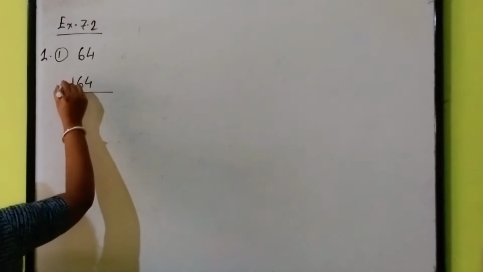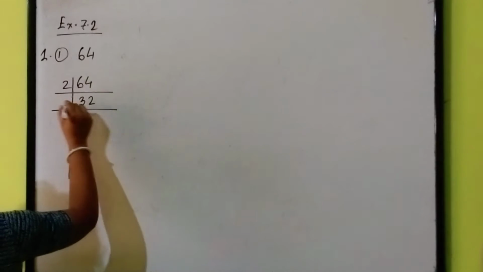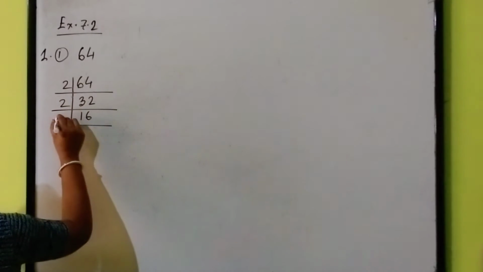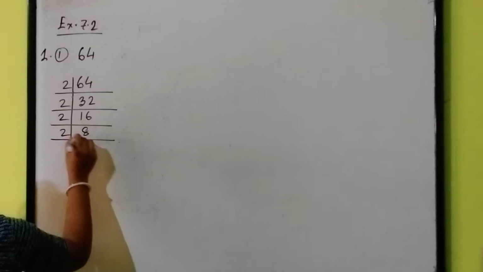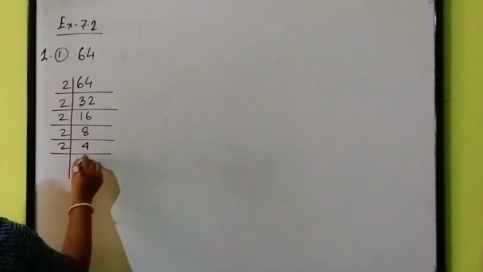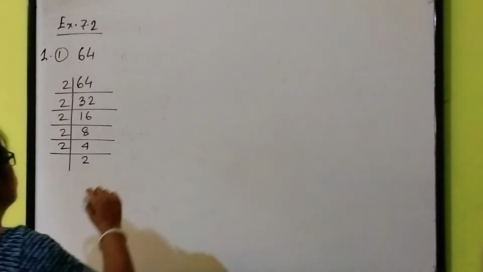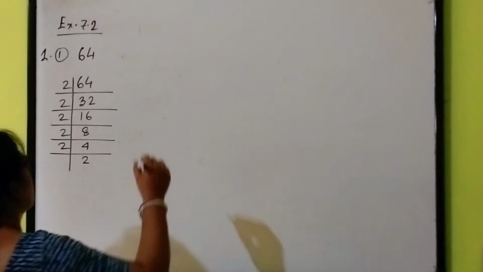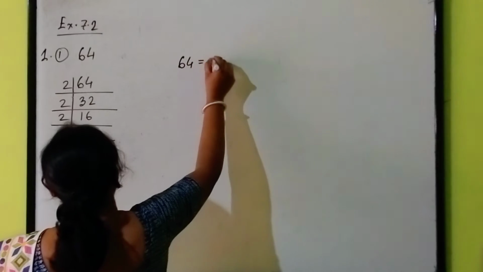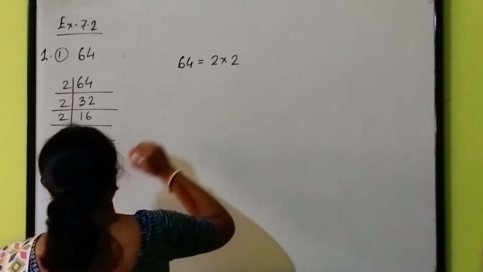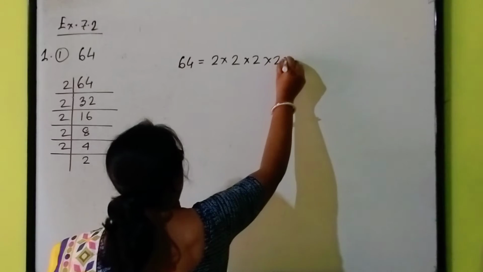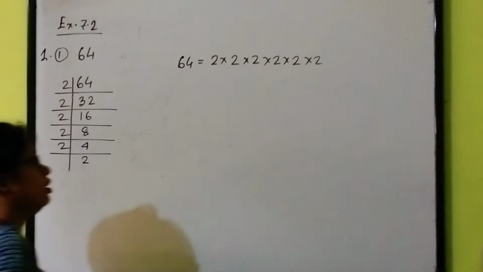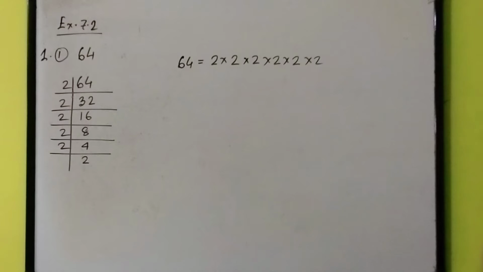So do it. 2, 32, 2, 16, 2, 8, 2, 4, 2, 2, over. Now we will write here. I have no space here, it will not be covered in the video, so I am doing it here. 64 is equal to 2 into how many 2's are there? 6 2's are there. We will write down the factors in this way. Clear?